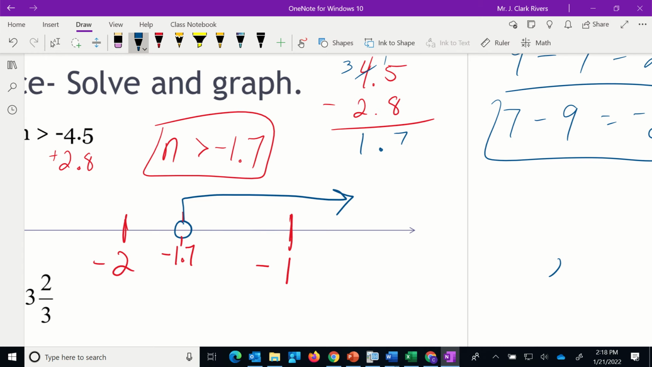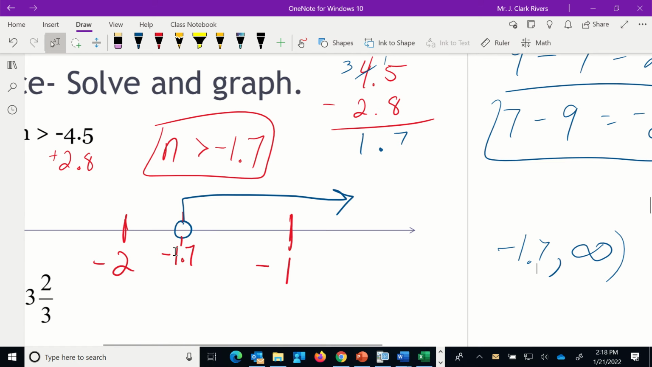Okay, well, if we go to the right forever, on the right side of our comma we have infinity, and infinity always gets a parentheses. So the low end is negative 1.7. When I say the low end, I mean our blue graph in this case doesn't go any lower than negative 1.7. Yes, the number line does, but this blue shading does not. Parenthesis or bracket? Parentheses. There you go. There's your interval notation.